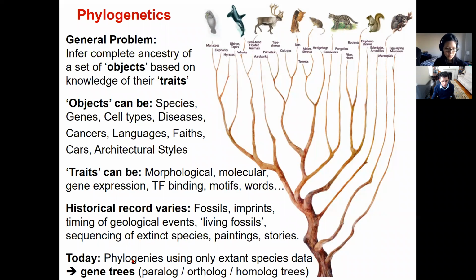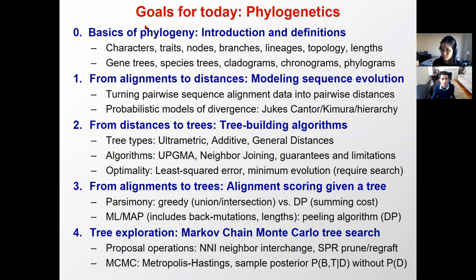So today's lecture is going to be focusing on phylogenetics using only extant species data. So these are species that are still alive today. And then focusing on gene trees through paralogs, orthologs, and homologs without distinguishing the three. Whereas next lecture, we're going to be talking about specifically gene trees and species trees jointly. And therefore, we're going to actually be distinguishing between paralogs, orthologs, and homologs.